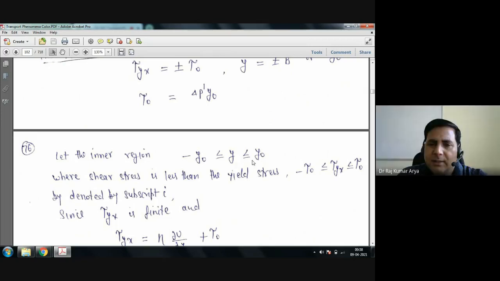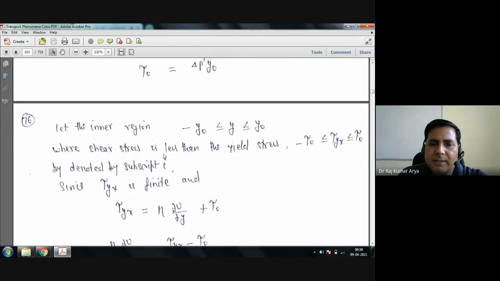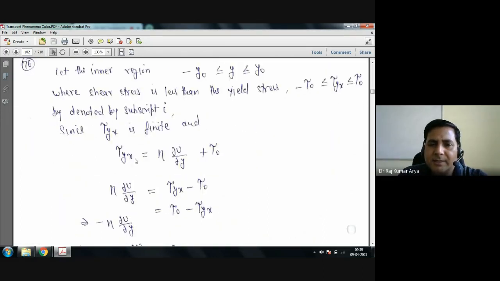And in this particular range, your shear stress would be in this situation: minus tau naught will be less than or equal to tau_yx, and tau_yx would be less than or equal to tau naught, so that you will not have any velocity variation. Now let's see. This is the relationship you have for tau_yx, right? Tau_yx equal to eta del u upon del y plus tau naught. This is for the Bingham model, correct or not?